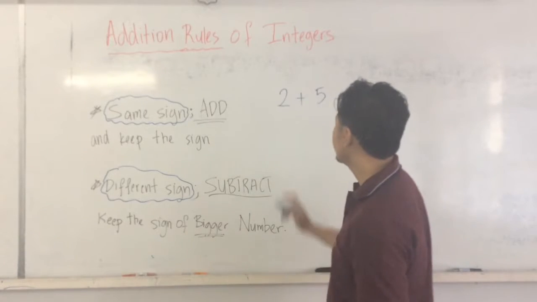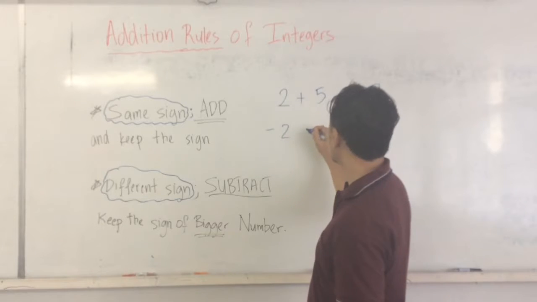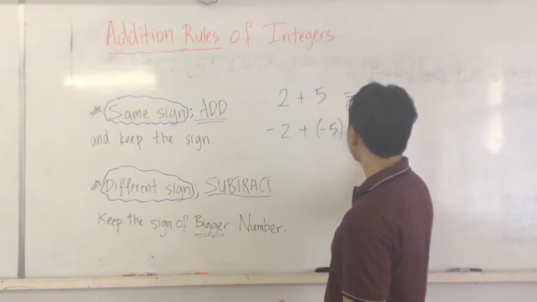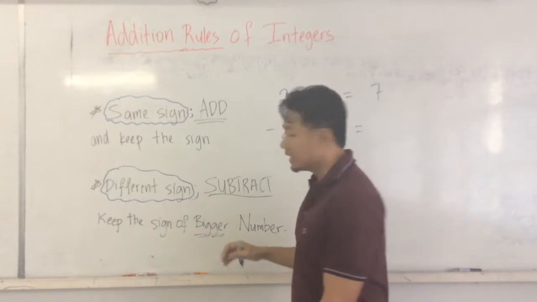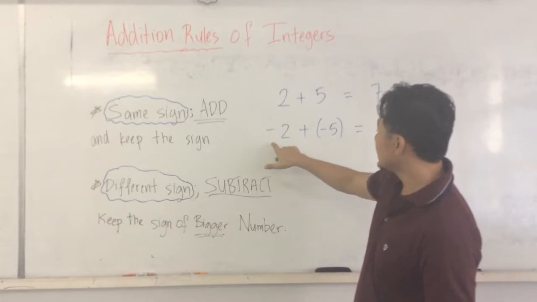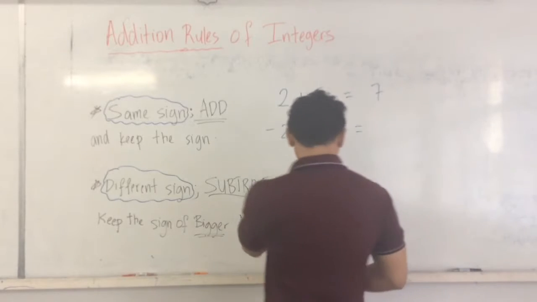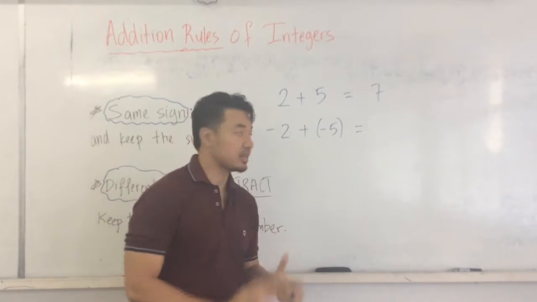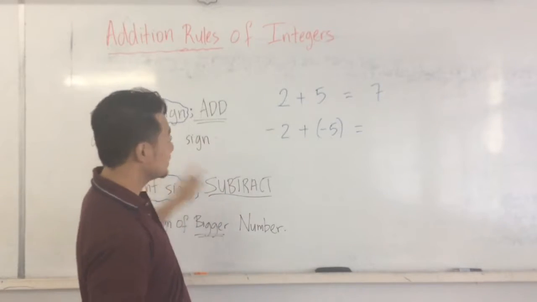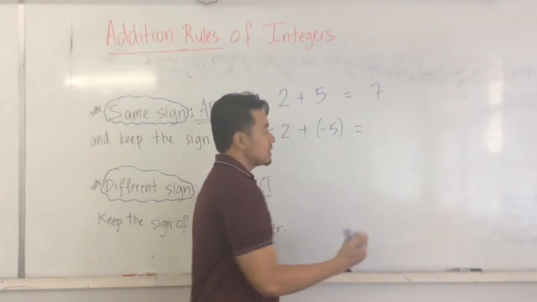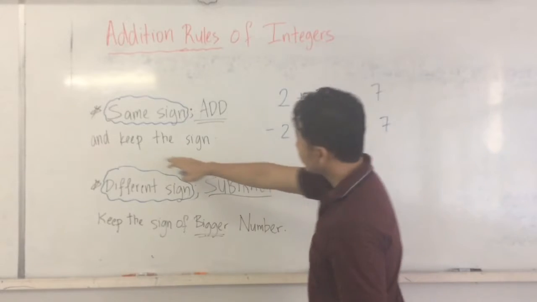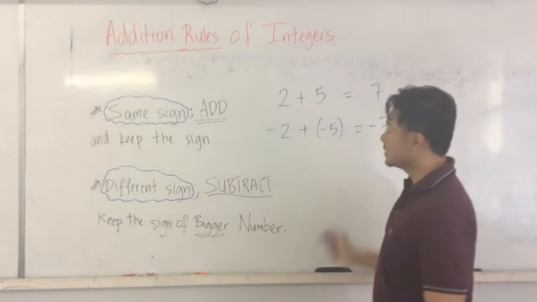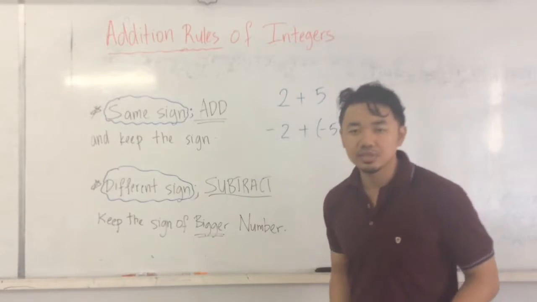Okay, what about if you have negative 2 plus negative 5? Again, we have the same sign, negative and negative. All you have to do is just add them together. So you add 2 plus 5 is 7, and keep the sign. Since the sign is negative, you put negative. That's what the rule is saying.